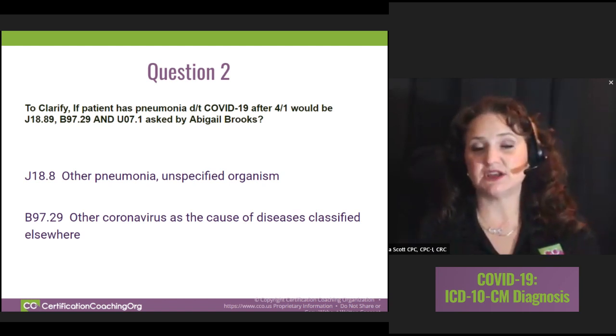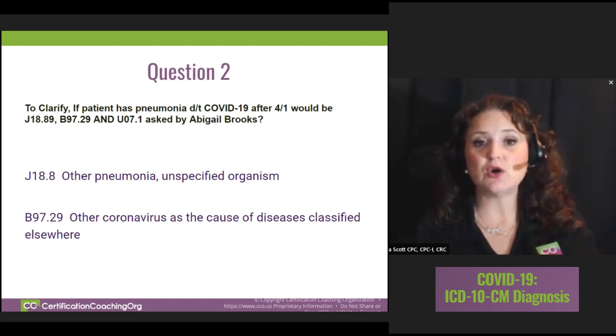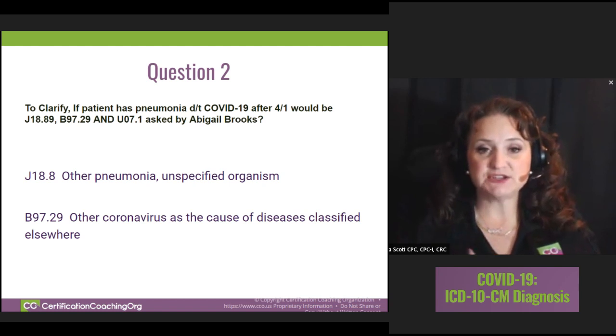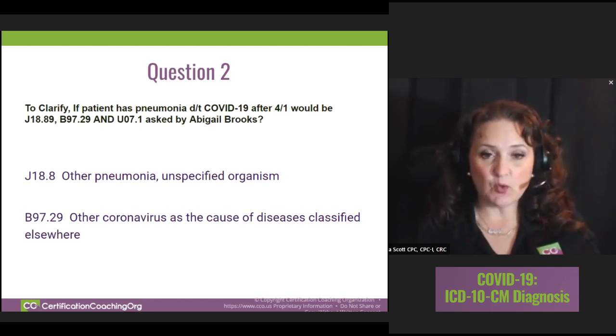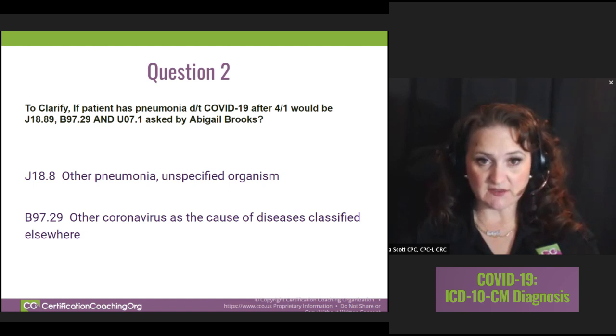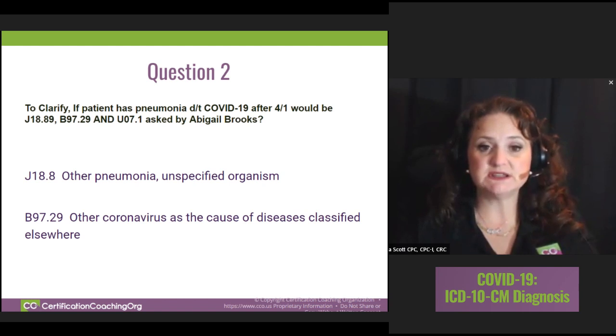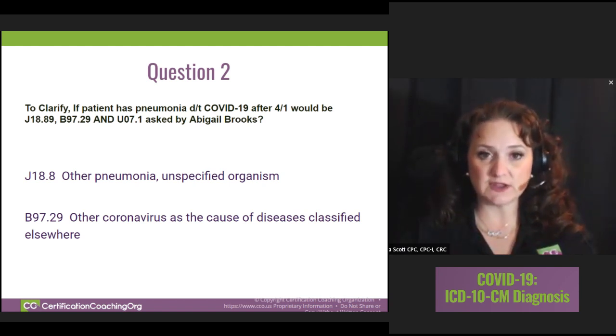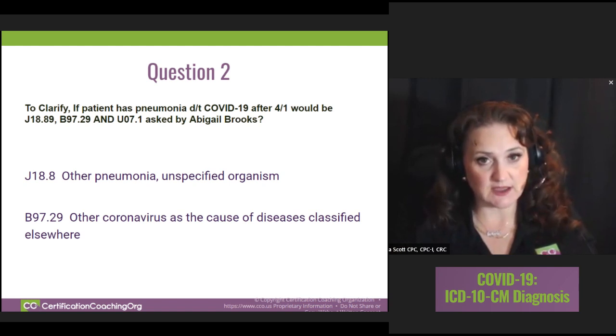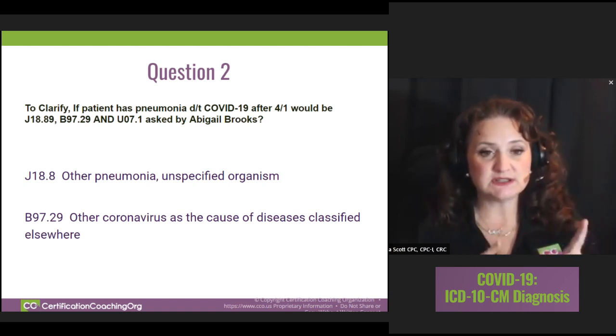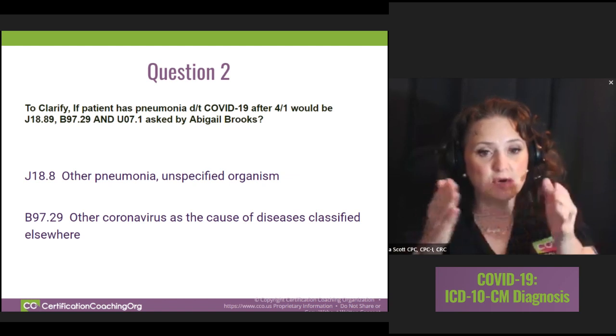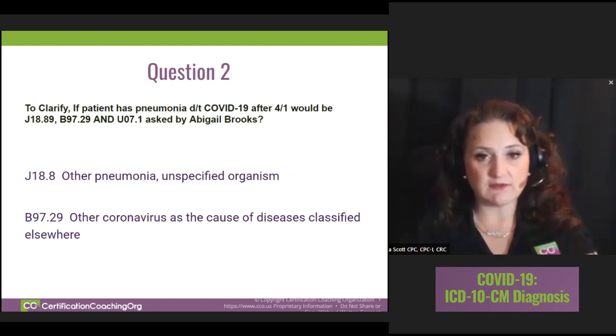The example I gave at that presentation was HIV. HIV is a virus, right? And so how do you code HIV? If the patient is being seen for HIV, then you code the HIV first. If the person is being seen and treated for COVID-19, that can be listed. However, if the person has pneumonia, J18.89, you're going to code for the pneumonia. Why did they have the pneumonia?